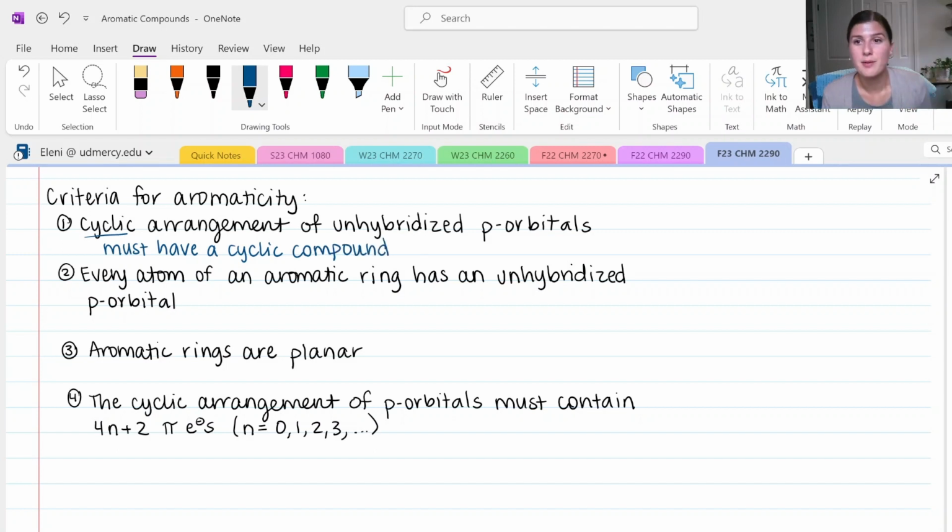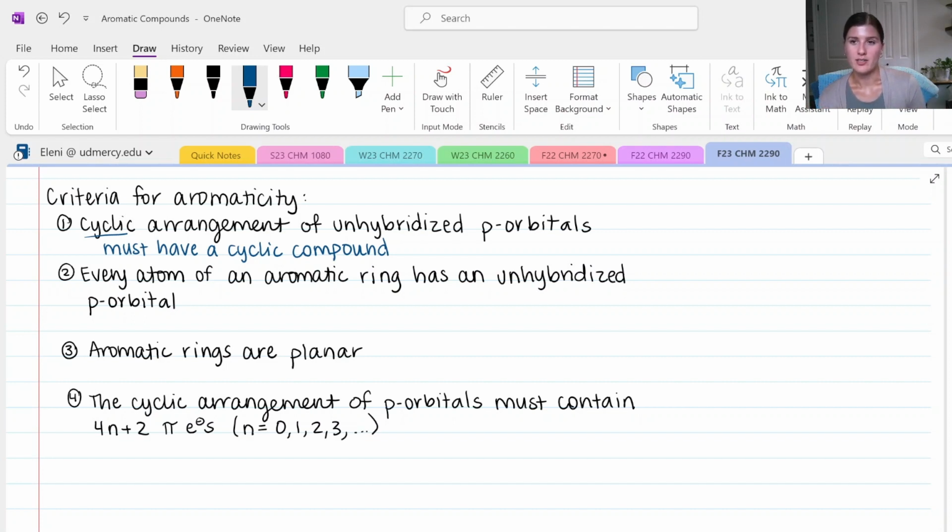If you're looking at a molecule that doesn't have a ring, you can automatically tell that it's not going to be aromatic. It has to have a ring in the molecule. Within the ring, you also need that arrangement of p orbitals.